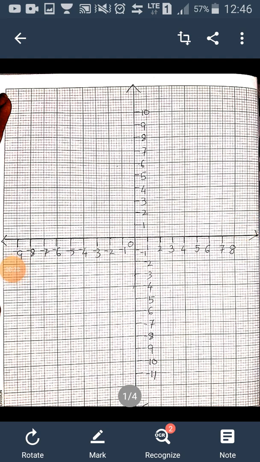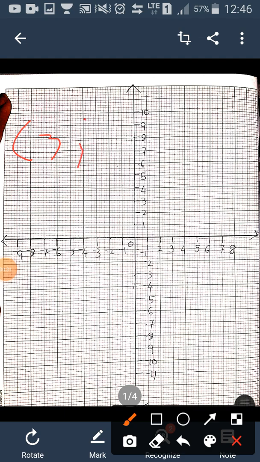Let me give you an example of a point. Suppose 3 comma 2, which means 3 on the x-axis and 2 on the y-axis. The point is over here. If this point gets reflected along the x-axis, then you will get it over here, and it becomes 3 comma minus 2.